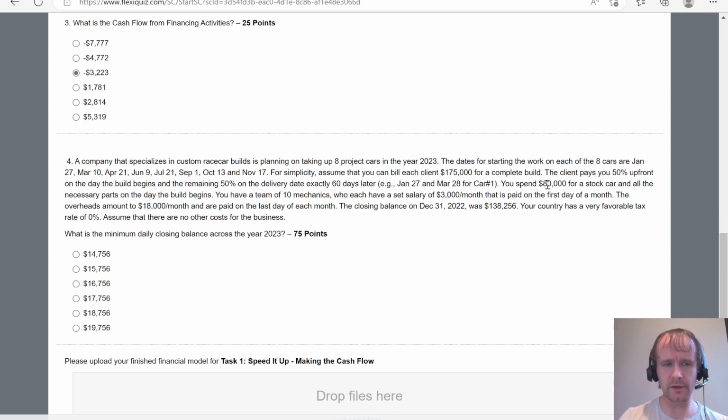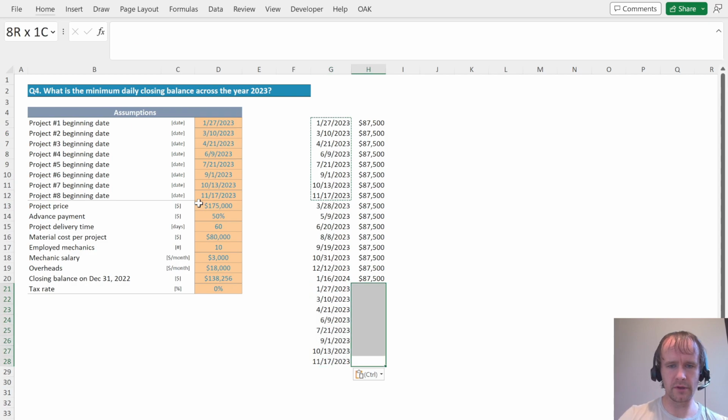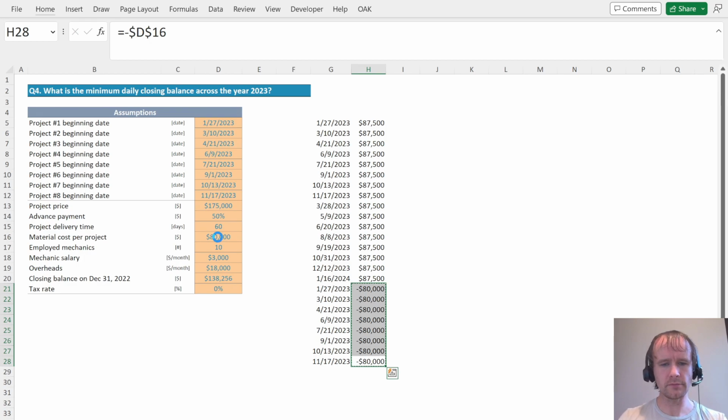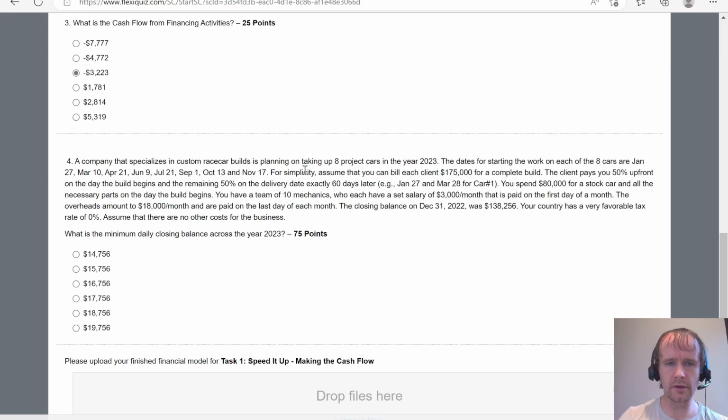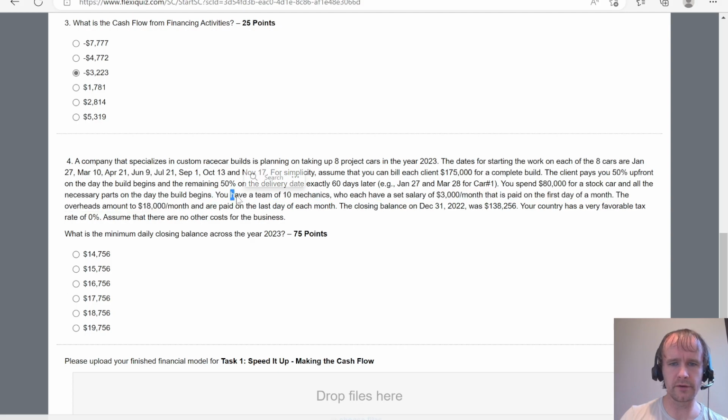You spend $80,000 for a stock car and all the necessary parts on the day the build begins. So again, this is the beginning date. We'll have minus $80,000. And I'll lock that in. What else? You have a team of 10 mechanics who each have a set salary of $3,000 a month paid on the first day of the month. The overheads amount to $18,000 a month. Okay, so 10 mechanics on the first day.